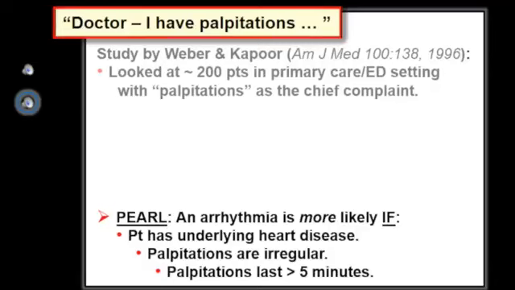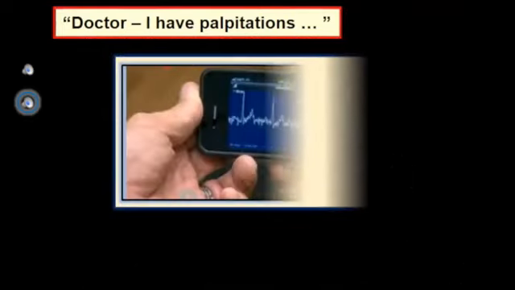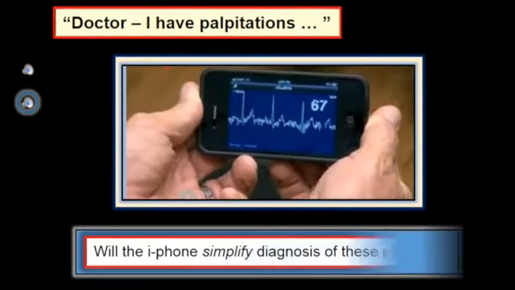I especially like this last clue. Very often, when you ask the patient how long their palpitations last, they'll say just a few seconds. Once you hear that, it becomes far less likely that their symptoms are due to an arrhythmia, whereas longer-lasting symptoms are clearly of more concern. All of which leaves us with the question of whether iPhone monitoring will simplify diagnosis of the patient with symptoms that we've never been able to correlate with ECG abnormalities.